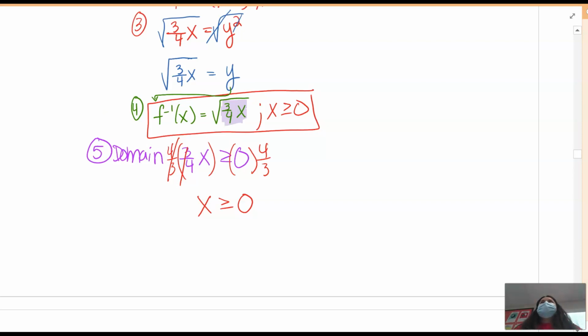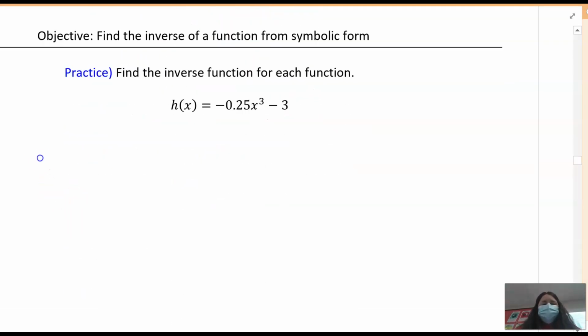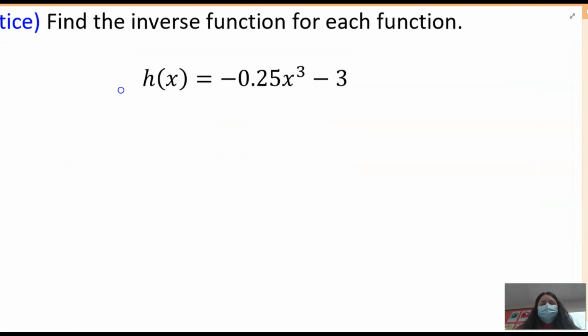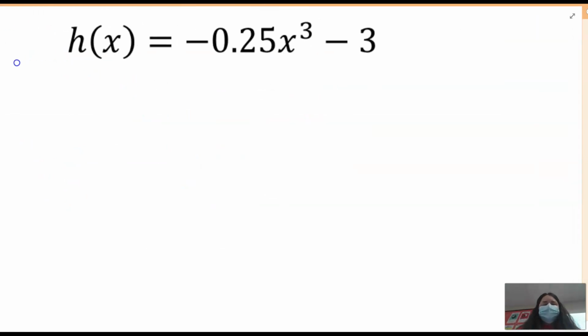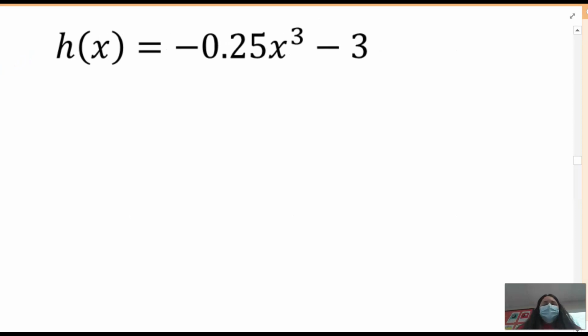All right. Good. We have about like 6 minutes left, so you should be able to do this one on the whiteboards for me, please. H of x is equal to negative 0.25 times x to the third minus 3. All right, so the solution to this one.